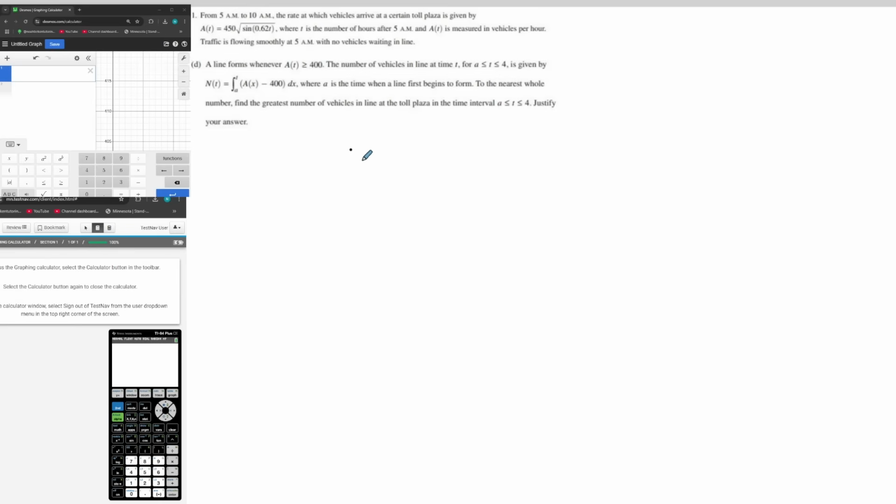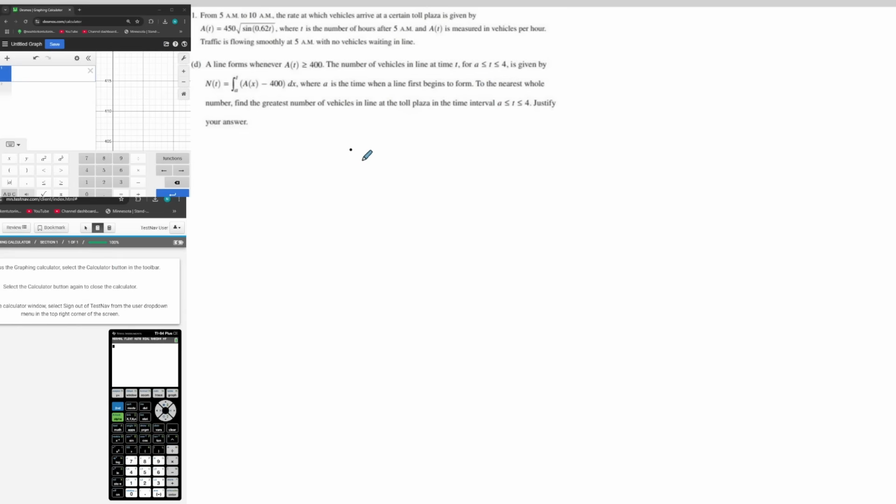And then it asks us to find the greatest number of vehicles in the plaza in the time interval. So please keep in mind, if you are asked for the absolute maximum or minimum, you need to create a table, and this table will need to include any relative minimums or maximums that you can decipher, as well as both endpoints, the bottom endpoint and the top endpoint.